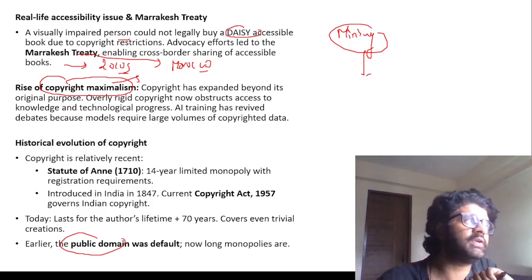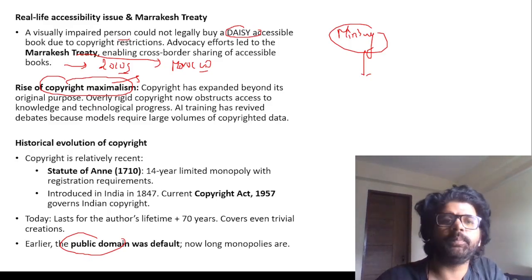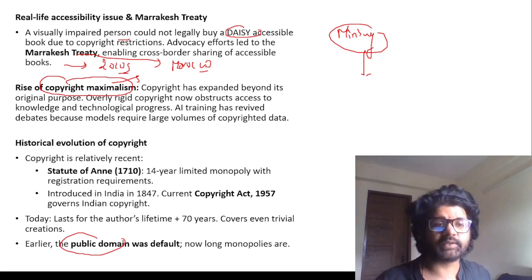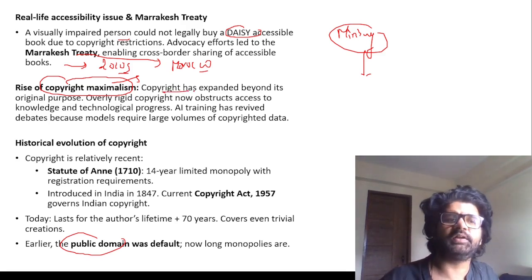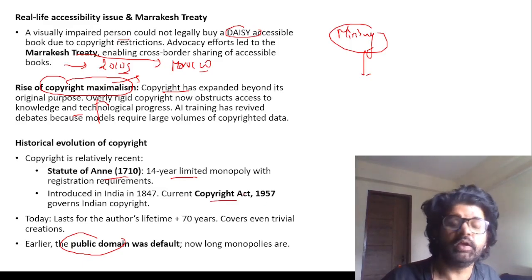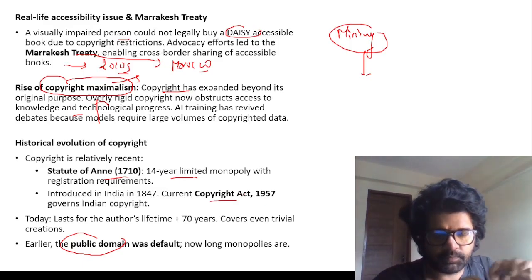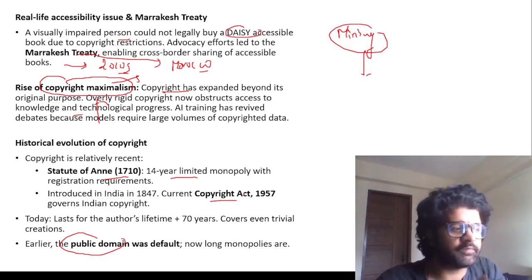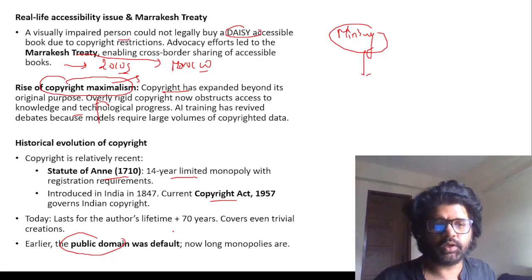Do remember, the Marrakesh Treaty is associated with what? Visually impaired persons, so that they can access books, etc. So copyright maximalism is what? Copyright is expanding here, there, everywhere, and it is obstructing access to knowledge. That is copyright maximalism. As for the statutory limited monopoly in India, you have the Copyright Act 1957. In previous parts, we discussed the difference between copyright, patent, trademark, and GI tag. Revise it. In India, it lasts for the author's lifetime plus 70 years.